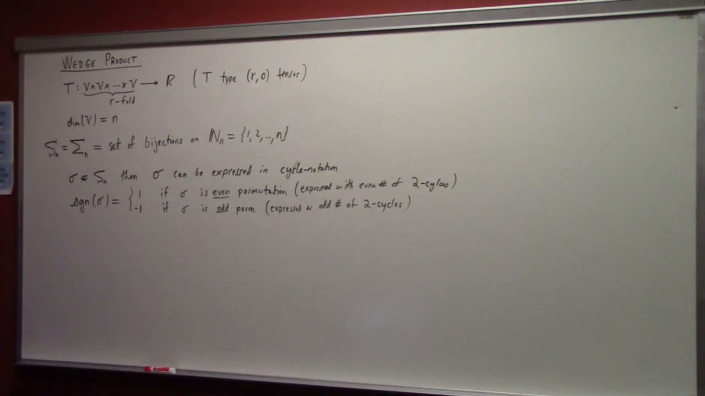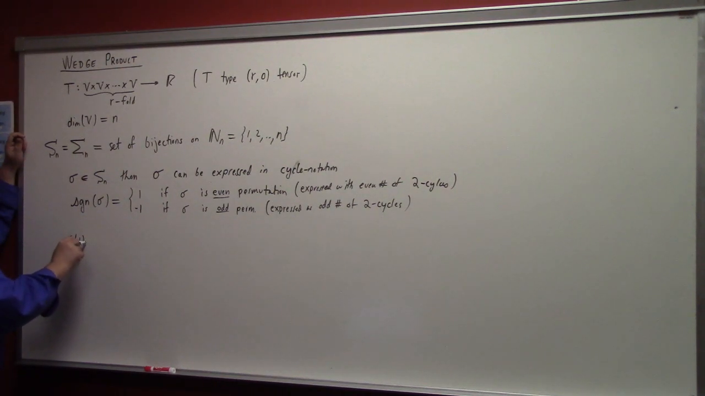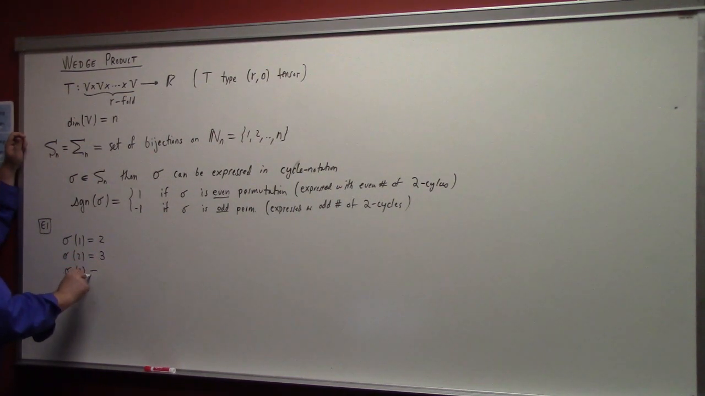Let's see here. So for example, if we were to talk about sigma, I'll write it this way. Sigma of 1 equals 2, sigma of 2 equals 3, and sigma of 3 is equal to 1.